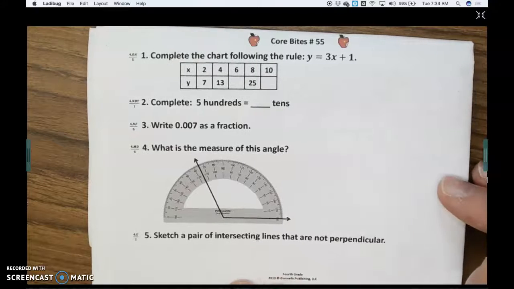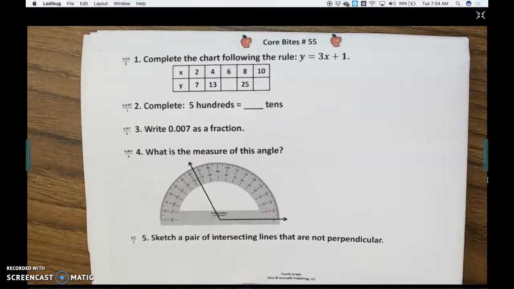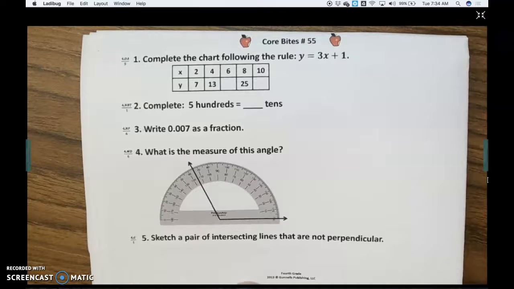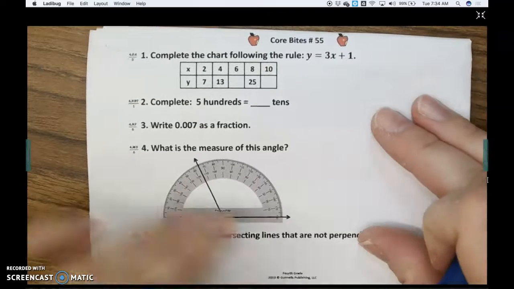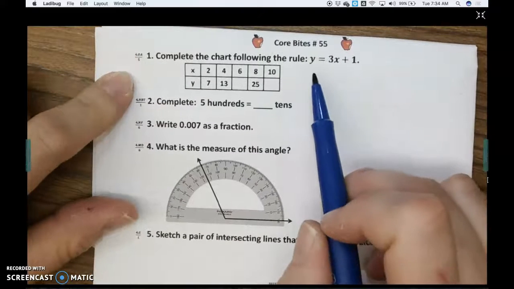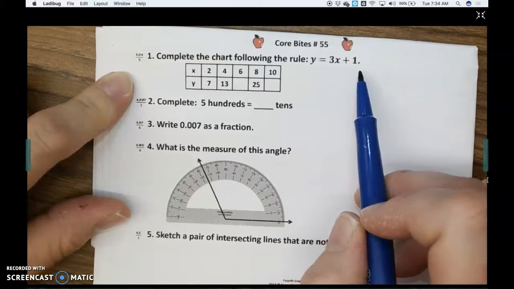Everybody, here's your Core Bites number 55. Let's take a look and make sure you make your corrections on your paper. So for the first part, we have a chart. We have this equation, y equals 3x plus 1.